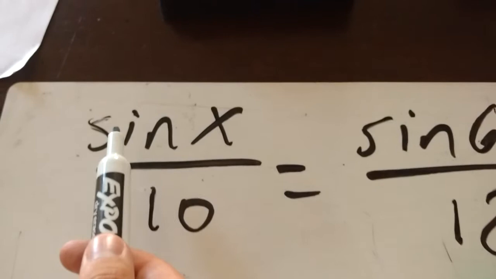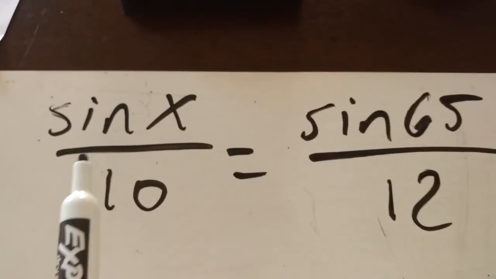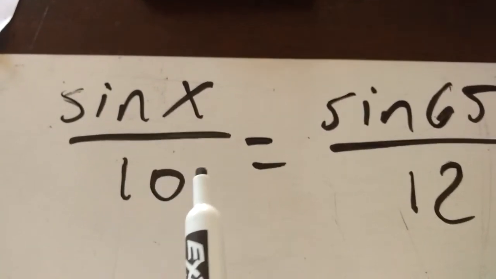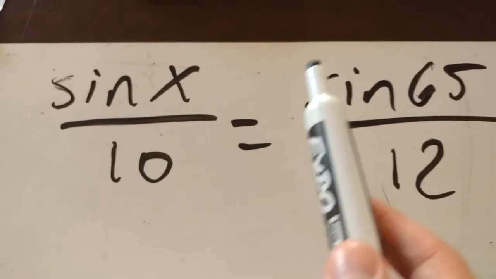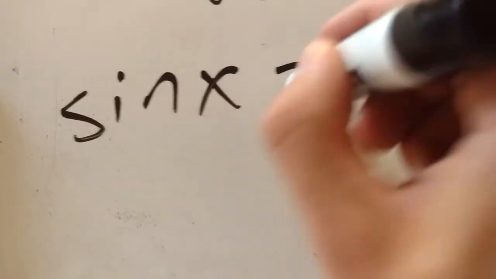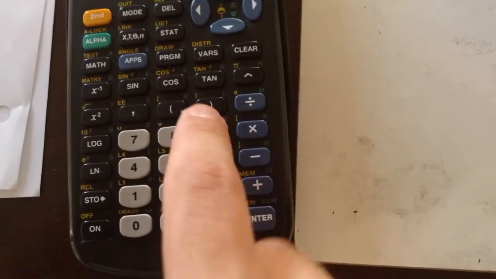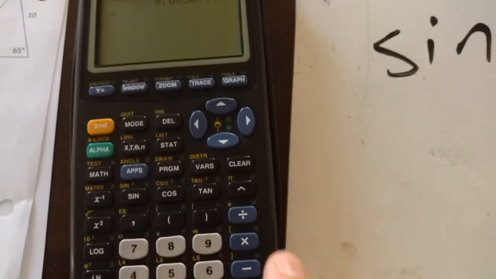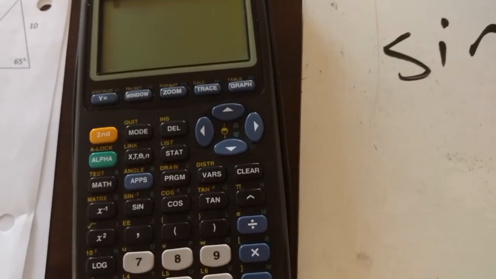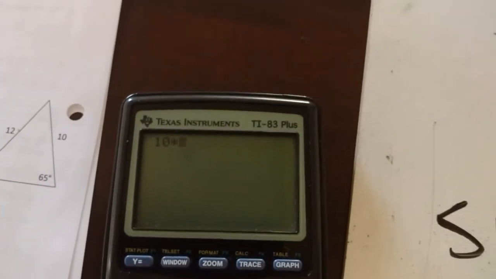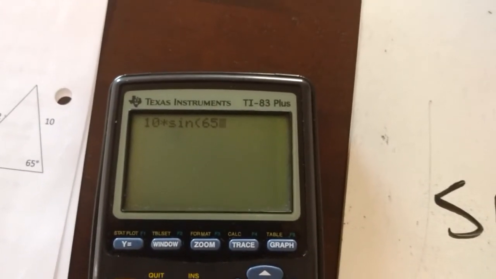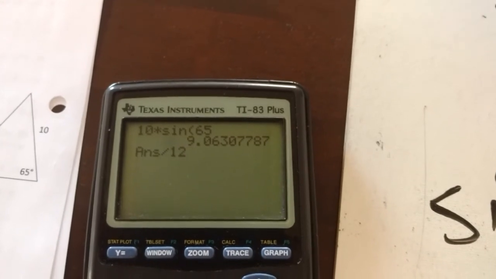X is trapped in the sine function though. I'll show you what I mean. We're going to have to dig that out. Let's first though times by 10 on both sides. So we're going to go 10 times sine 65 divided by 12. So sine of x is going to equal, let's put this in the calculator, 10 times sine 65 divided by 12.